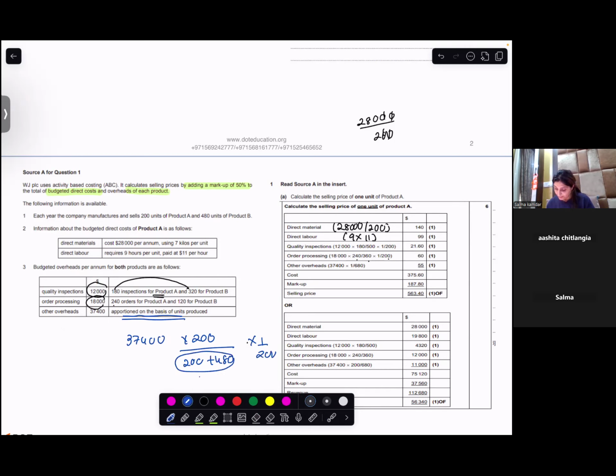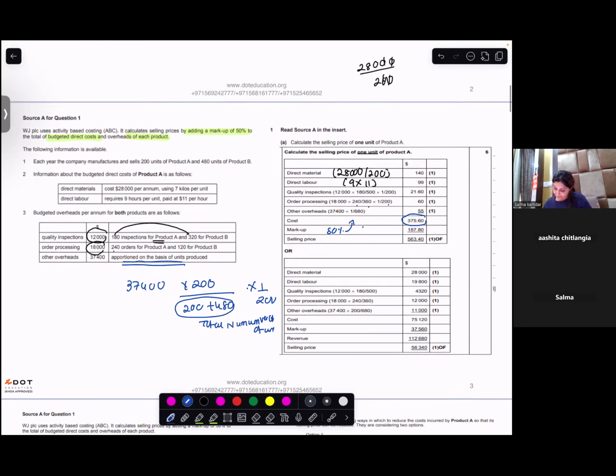So this is the total number of units produced. Why 1 upon 200 again? Because this will give me the total for product A, but I need to find it for 1 unit. So that's why I did it. Okay, fine. Then you get the total cost. Then you do the markup. So you add 50% markup to the cost. So 50% of 375.60, and you get the selling price.